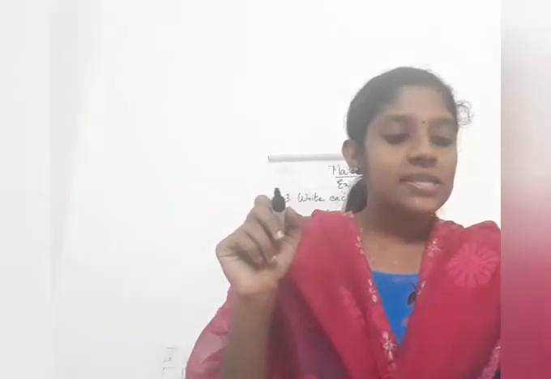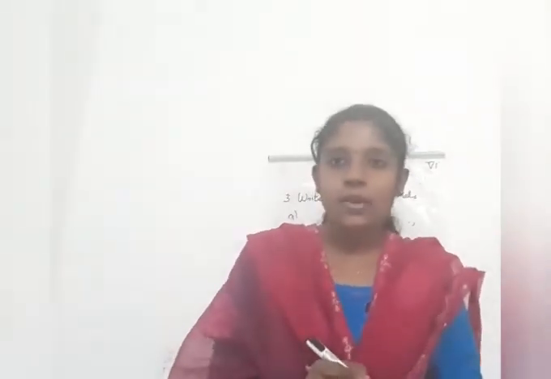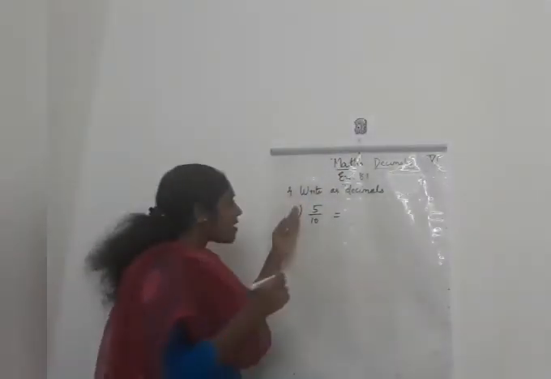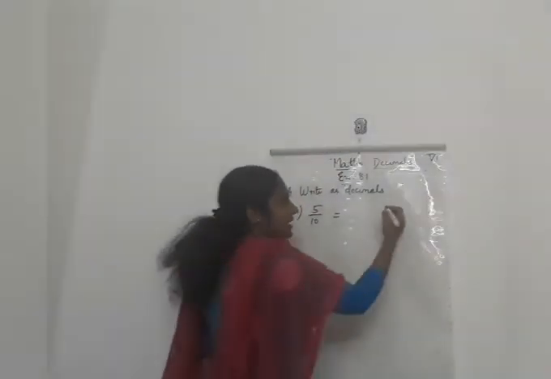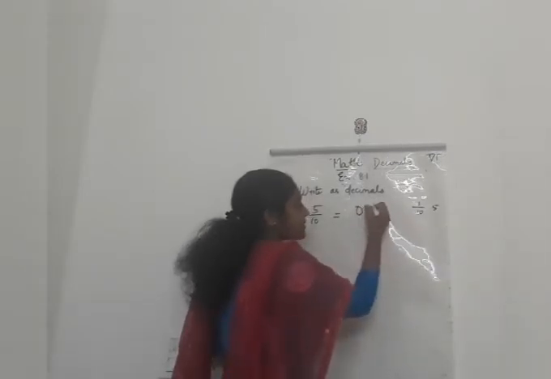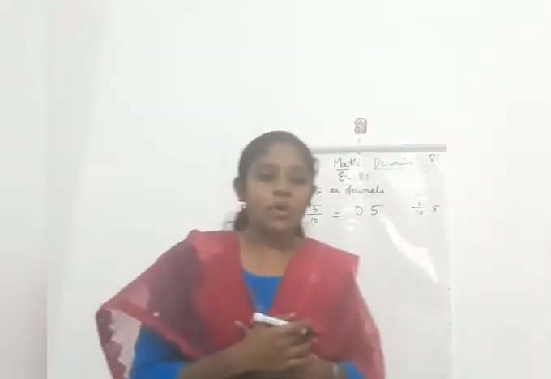Now next question is write each of the following as decimals. So fractions are given, you have to convert it into decimal. Okay children, so this is a question you have to write as decimals. So how are you writing as decimal? 5 by 10 means 5 comes in the 1 by 10 place. That is 0.5. 5 by 10 it is 0.5.